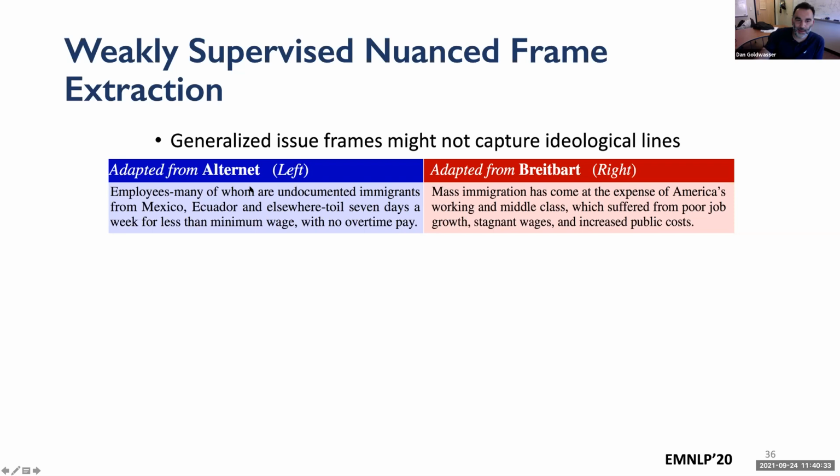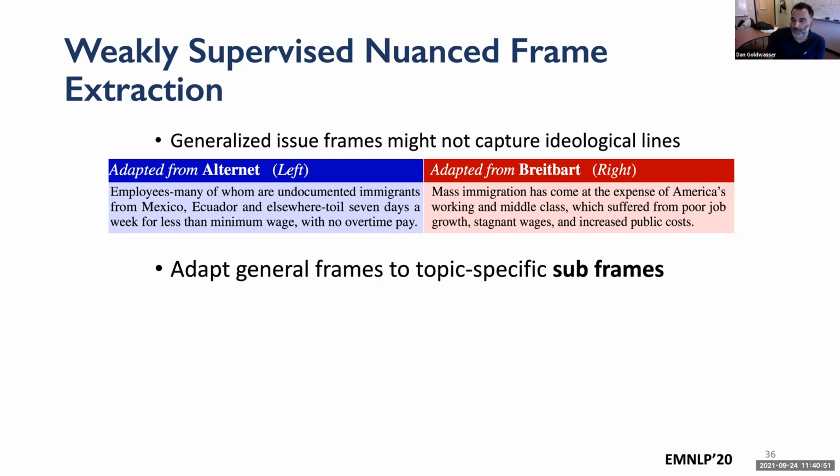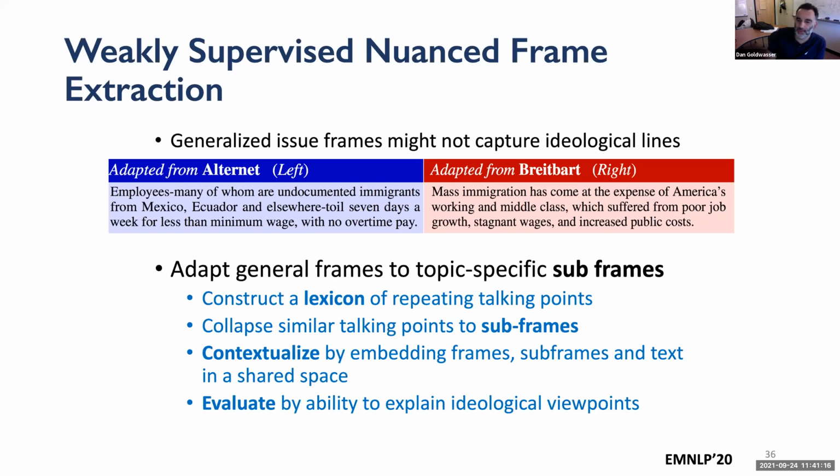We have some text from a left-leaning publication and from Breitbart, which is at this point a well-known right-wing publication. Both of them are on the topic of immigration, both of them framing immigration as something that has to do with the economy. However, they're making almost opposite claims, right? Focusing either on the contribution of immigrants to the economy and how much they're treated unfairly on the left, or on the right, focusing on America's working and middle class, which suffers from immigration. So both of these, in the context of the economy, are making almost opposite claims. It's clear that we need to adapt to it.